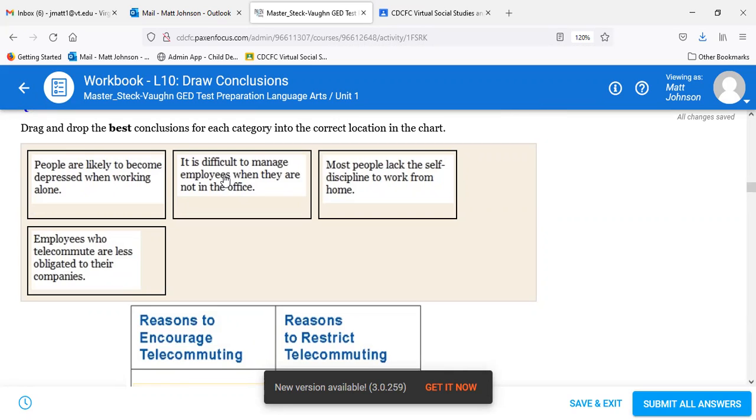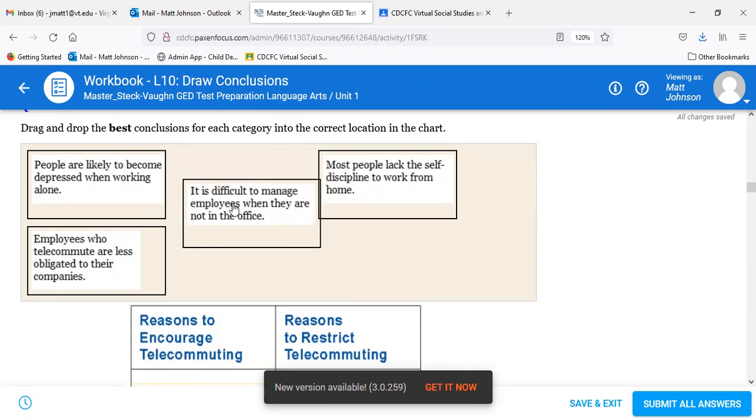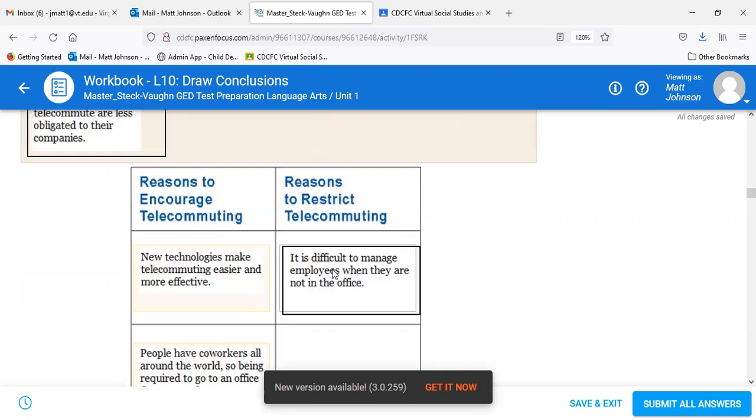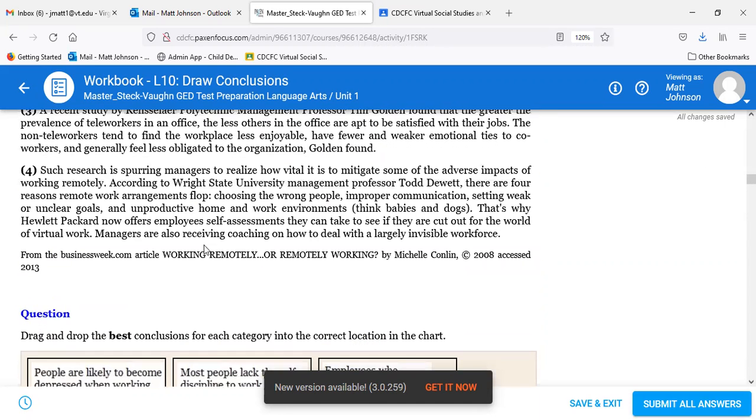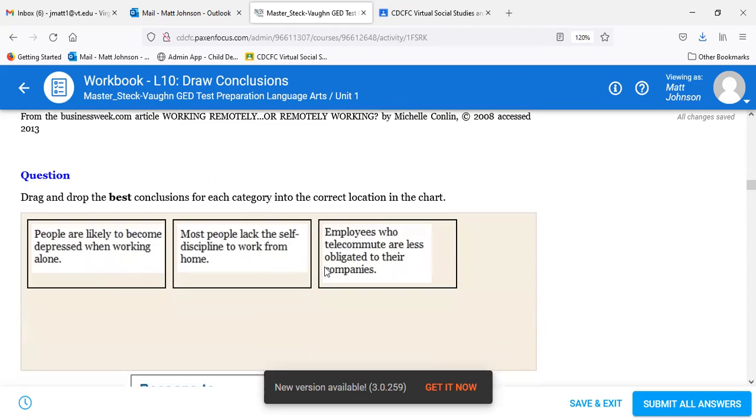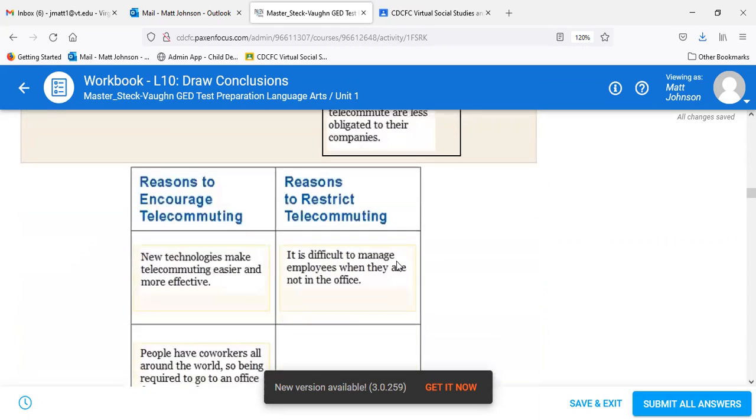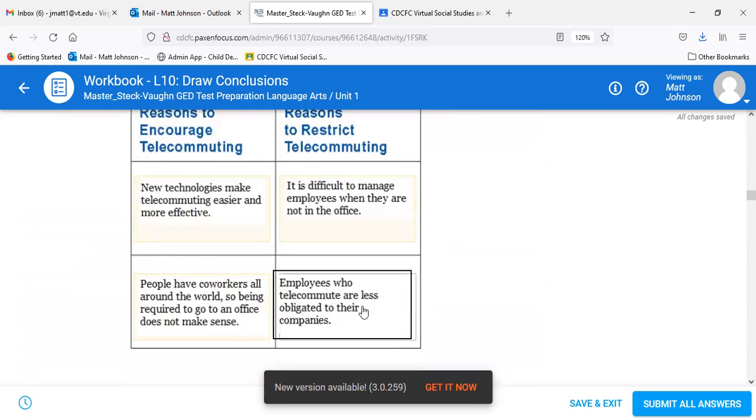Yeah. So the first here, it's difficult to manage employees when they're not in the office. So that's one of them. All right, so it mentions that up here. And then, yeah, it's employees who telecommute are less obligated to their companies. So they don't feel as connected to their companies. There's not as much loyalty.